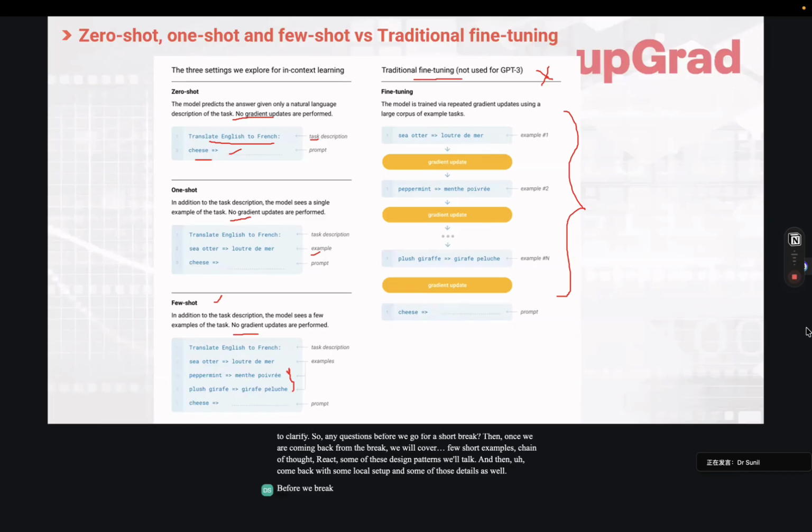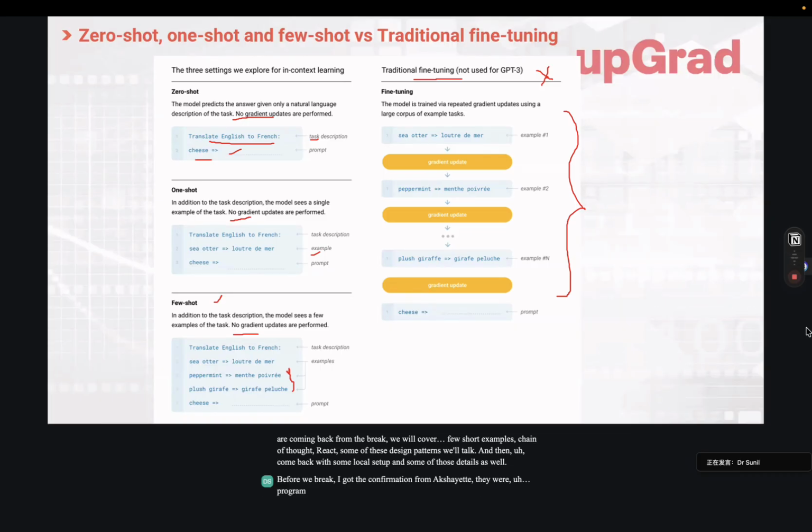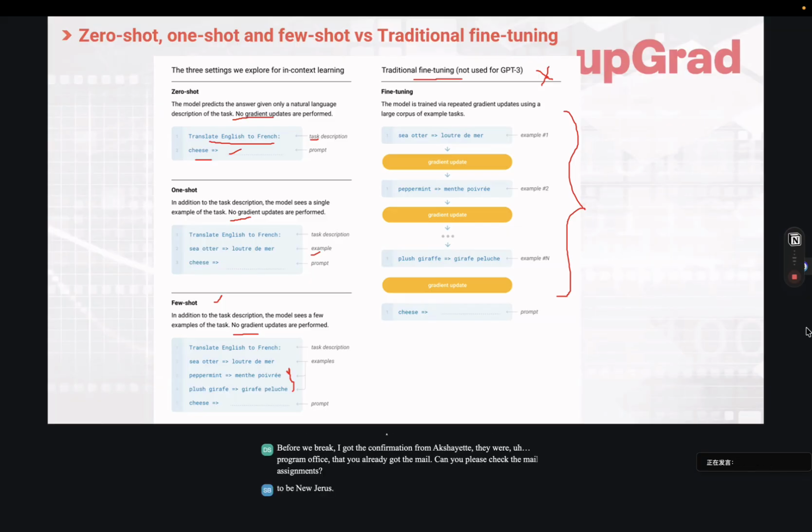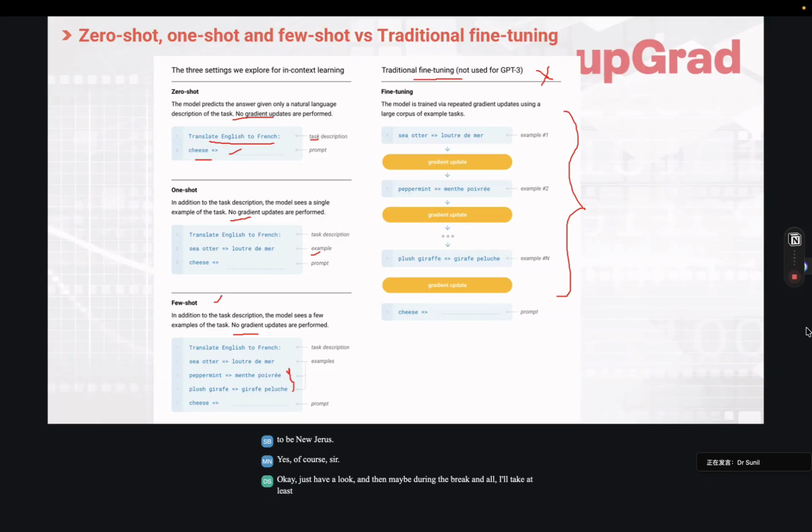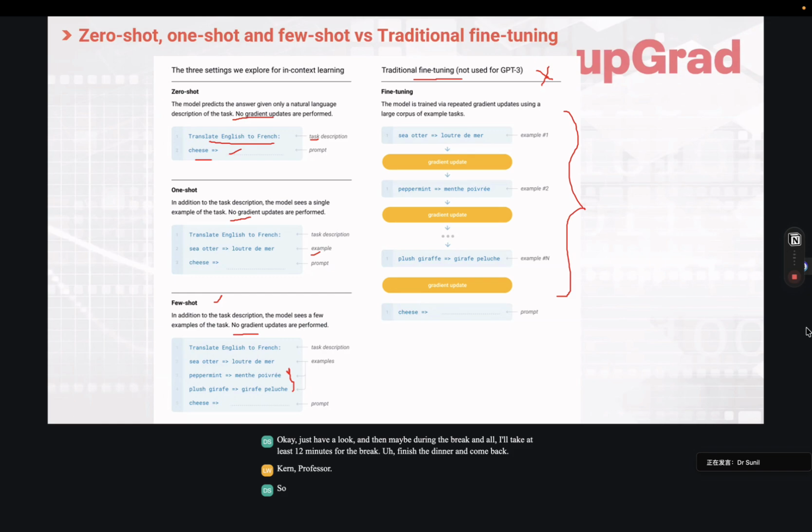Before we break, I got the confirmation from Akshat, your program office, that you already got the mail. Can you please check the mail assignments? Yes, Professor. Okay, just have a look, and during the break, I'll take at least 10, 12 minutes for the break, finish the dinner and come back. Professor, any questions meanwhile, please go ahead.